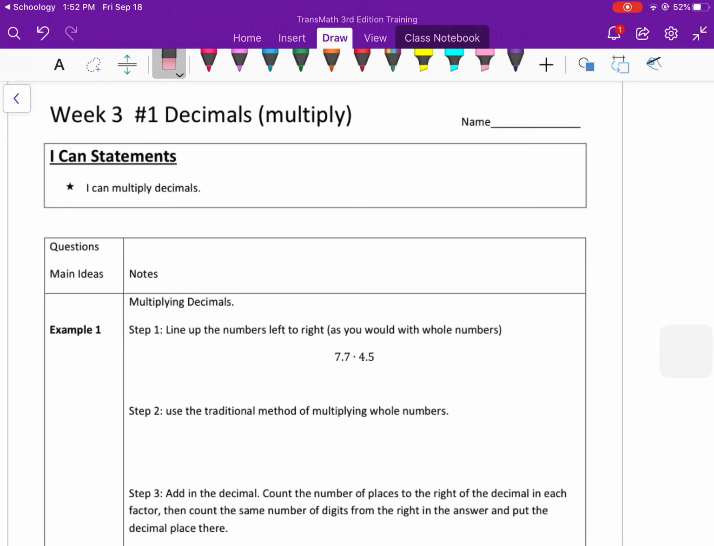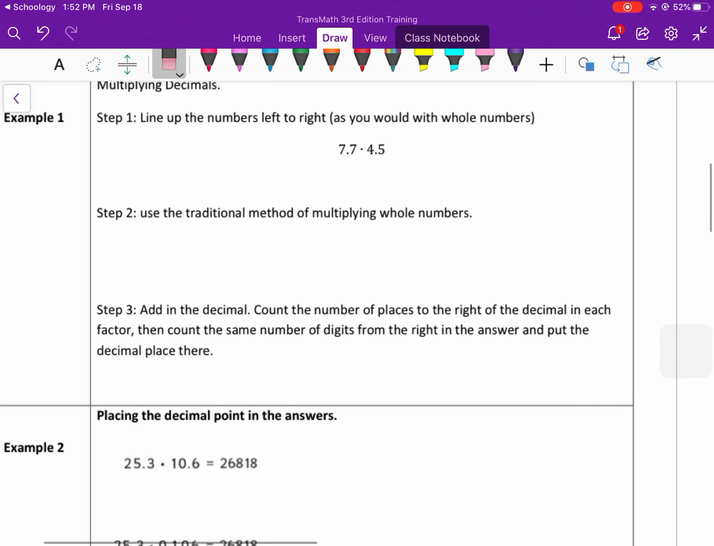Hey class, this is week 3. We're going to multiply some decimals. So for multiplying decimals, there's 3 steps.